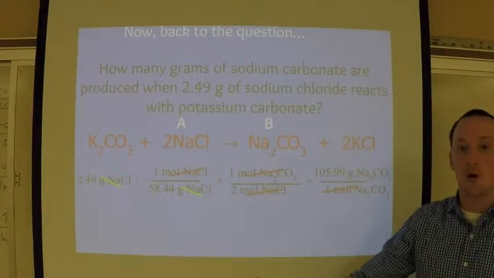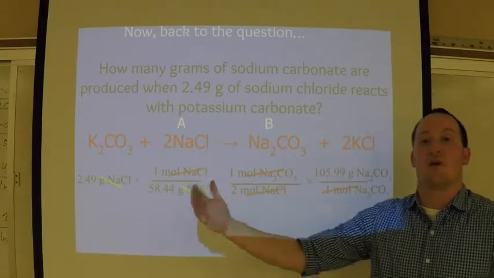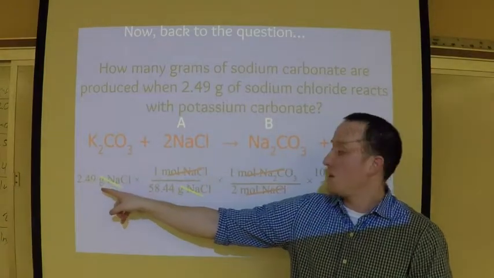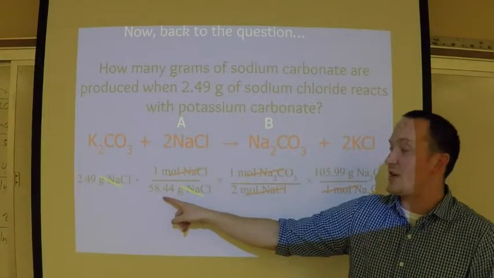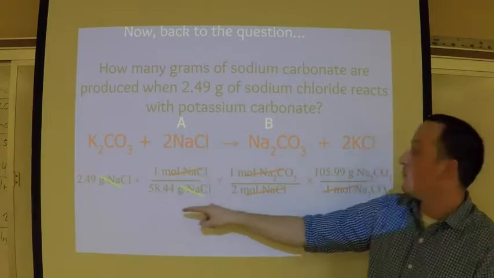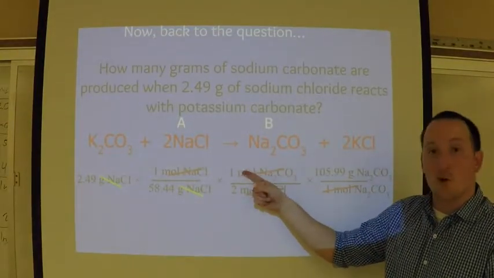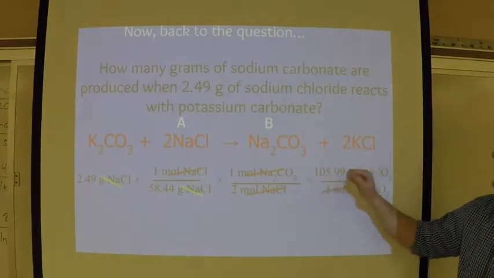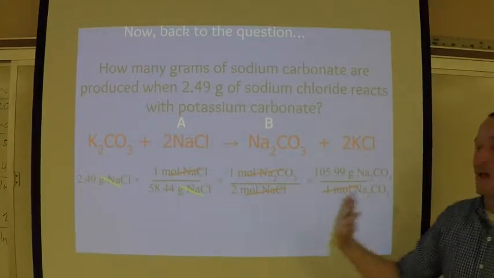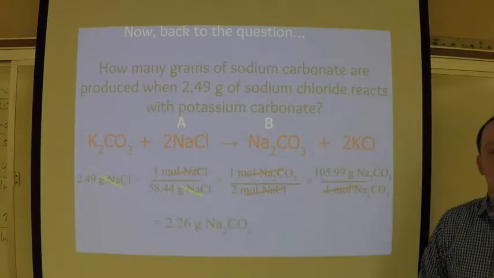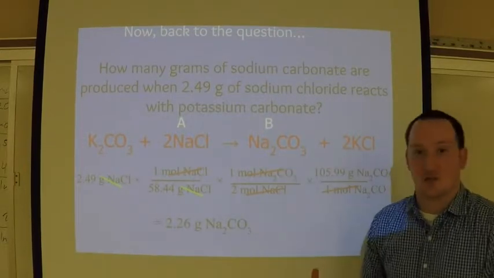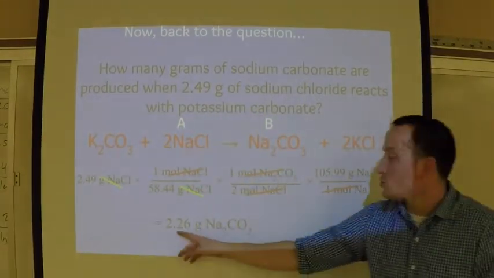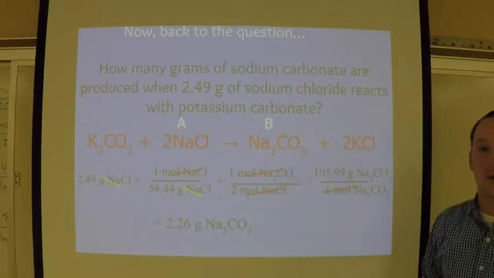To find my number, remember in dimensional analysis, we divide by numbers that are on the bottom of fractions, and we multiply by numbers that are on the top. So I'd start with my 2.49. I would divide by 58.44 because it's on the bottom. Then I would multiply by 1 over 2, or multiply by 1/2. Multiply by 1, divide by 2. Then I'd multiply by 105.99, and that answer would give me this. In other words, if I ran this reaction and I started with 2.49 grams of sodium chloride, I should produce 2.26 grams of sodium carbonate. Okay?